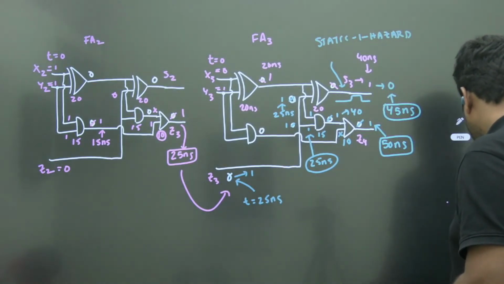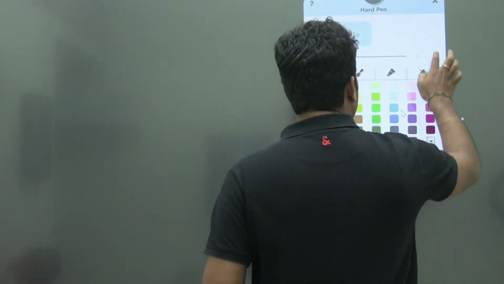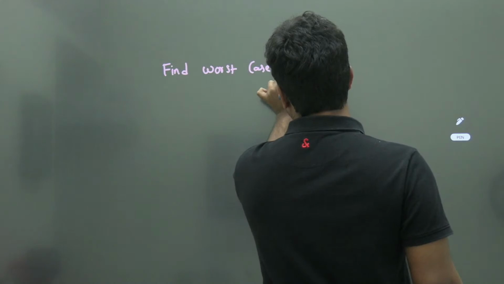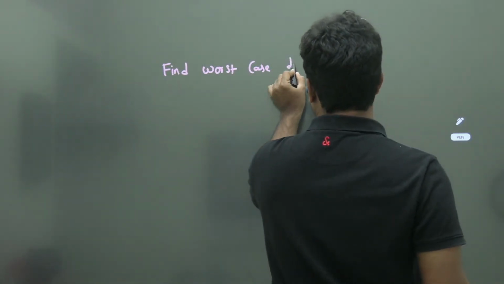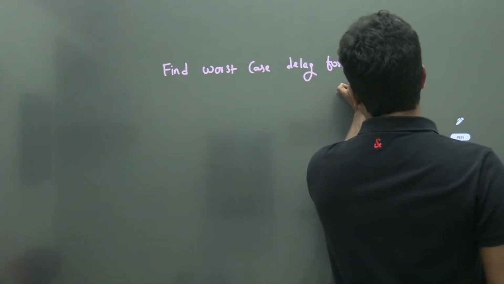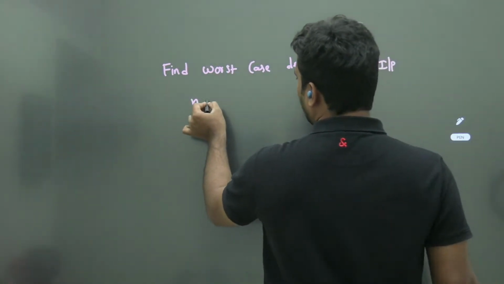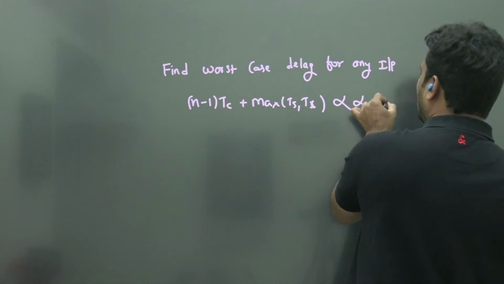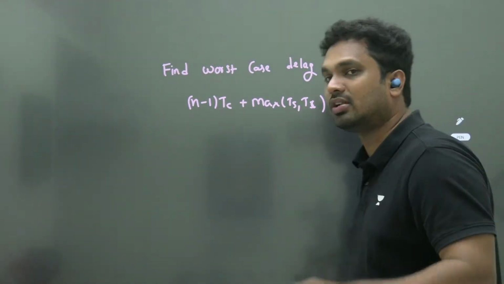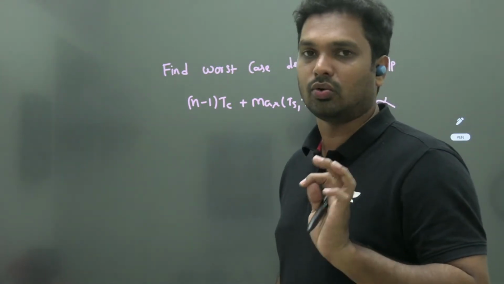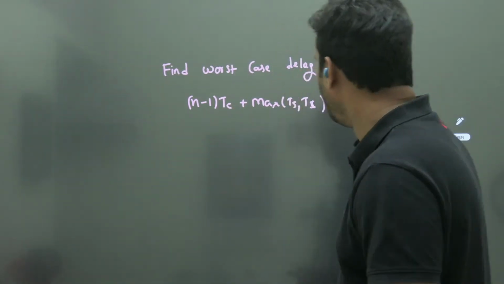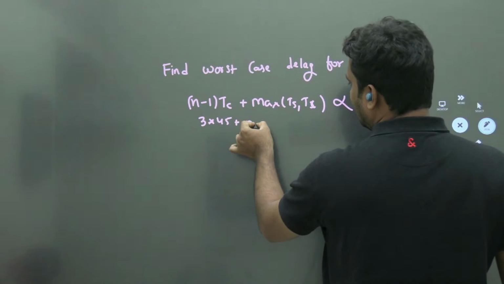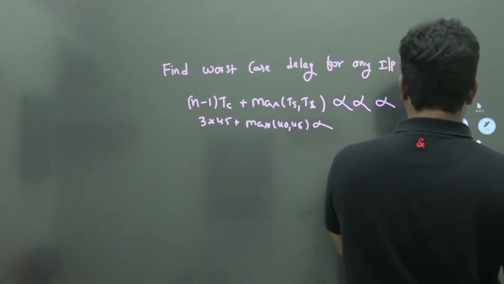Now last part in the question, find worst case delay for any input. Apply any input, worst case. Can I use n minus 1 times carry plus maximum of sum and carry because input not specified, sir? No, no, no. Why, sir? Because here internal circuit is given, we should be careful. I already told you, if internal circuit is given, then in any case you should not apply this formula. So in this case, what is the worst case delay? Don't use the formula. 4 minus 1, 3 times, so 45 plus maximum of 40 comma 45, that is wrong.